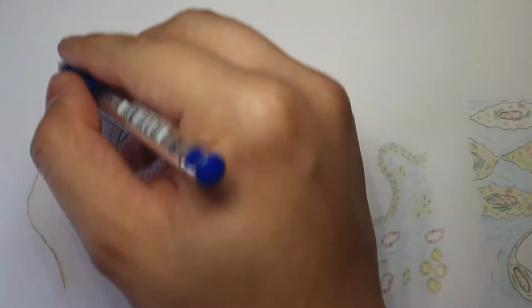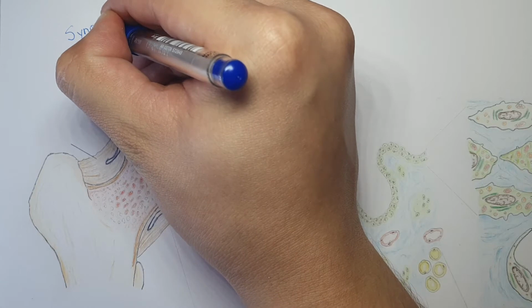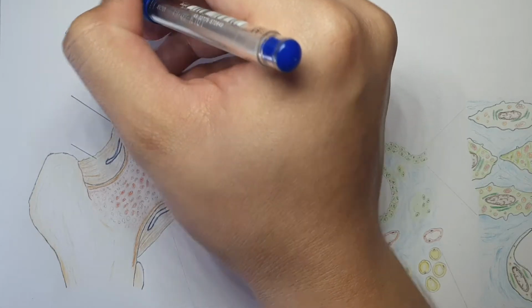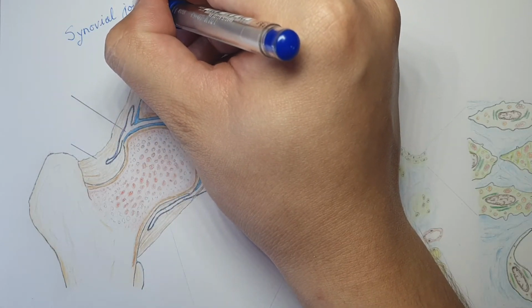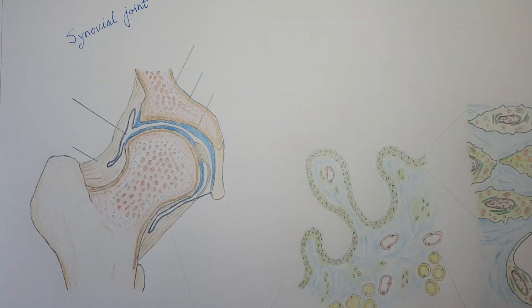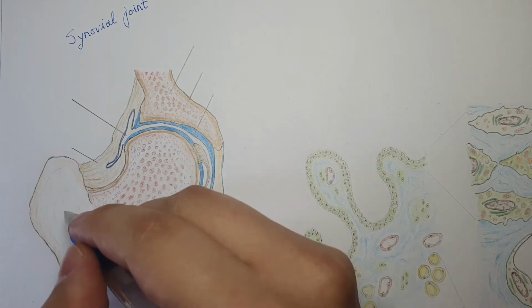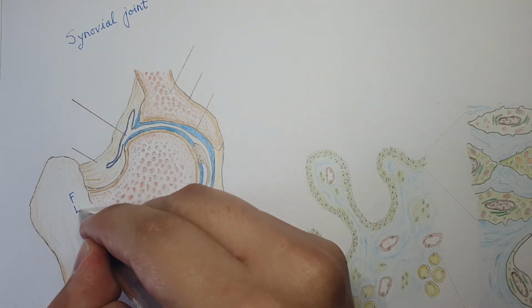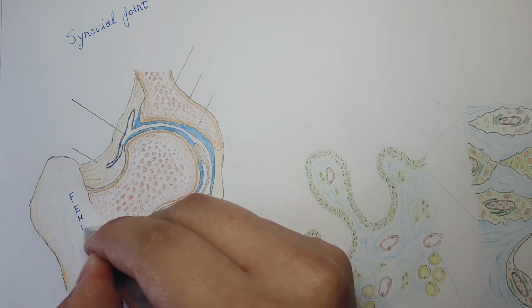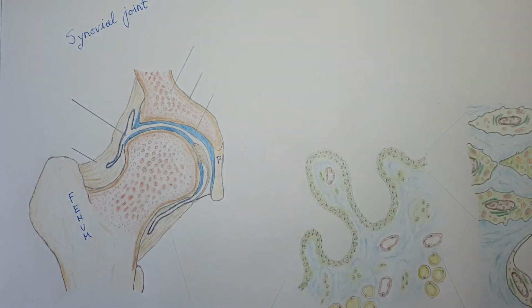So this is one synovial joint. Obviously, this picture is representing the hip joint. We have here the femur, and we have here the pelvis, or better to say, the acetabulum.